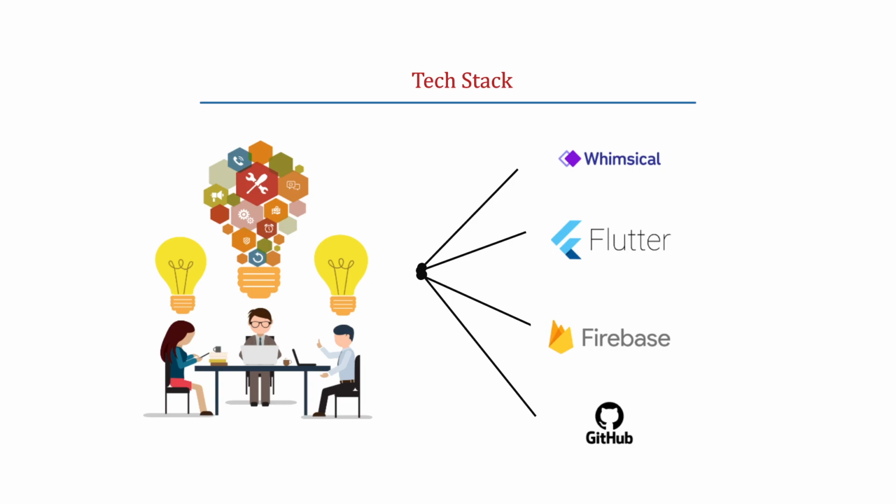So now let's talk about the tech stack that we used for our app. First we have Whimsical, which we used for designing the UI components for our app. The second was Flutter, which we used to develop and implement our complete app. The third is Firebase, which we used for different types of auth, mainly Google Auth as well as Phone Auth. Then we also used Cloud Firestore as our database for storing users as well as nutritionist data. And last, we used GitHub for maintaining our complete code base.